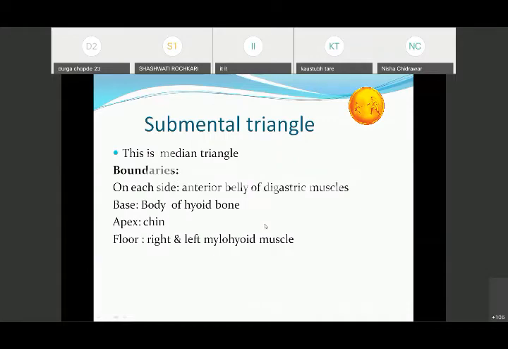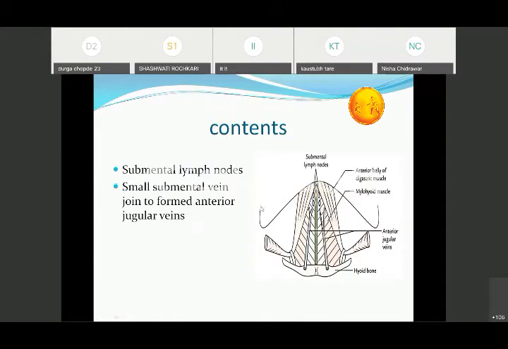Then there will be the submental triangle. The submental triangle is half on one side of the neck and half on the other side of the neck. So this is the median triangle. Okay, it is formed on each side by the anterior belly. So here you can see in this figure, this is the base of the mandible. This is the chin, the median portion. Okay. Then here you can see the two bellies of digastric muscle, and this is the hyoid bone.